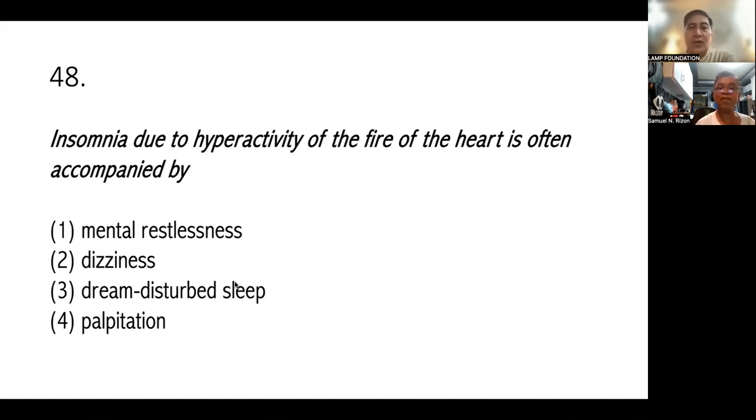Una-una, paano siya naging ganito? Most probably, nag-umpisa siya as blood deficiency of the heart, right? Then naging heart yin deficiency, and then nagkaroon ng fire, right? Heat, empty heat, then fire. Okay. So all of the above.